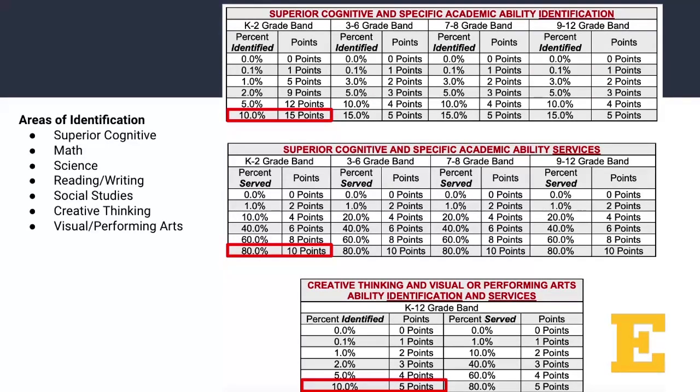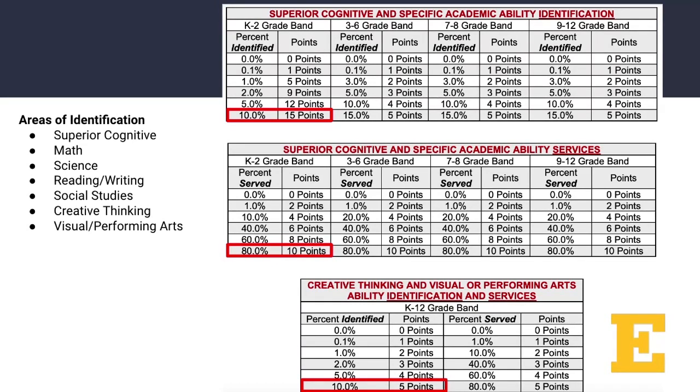If you look at the top chart, I just highlighted that bottom left box. Essentially what that's saying is in the grade band from K to 2, if we identified 10% of our students to be either superior cognitive or gifted in an academic area, we would have received 15 points. The table below that in the middle is looking just at services. So if, of those students identified K to 2 as gifted in one of those areas or more, we served 80% of them, we would have received 10 points there.